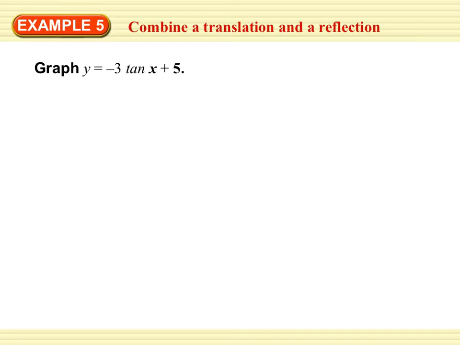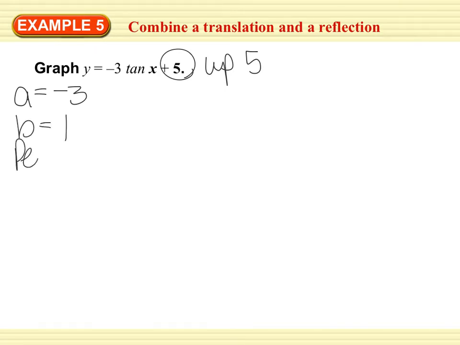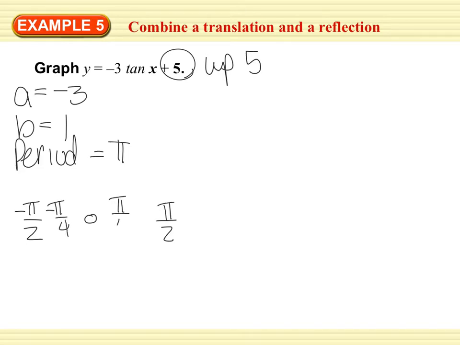Tangent, remember tangent is a little bit different. So I have A is -3. This is up 5. B is 1. So my period is pi. And if we remember, we go positive and negative. We go from -π/2 to positive π/2, and then 0. And then we're going to have -π/4, positive π/4. We just split it up into 5 points.